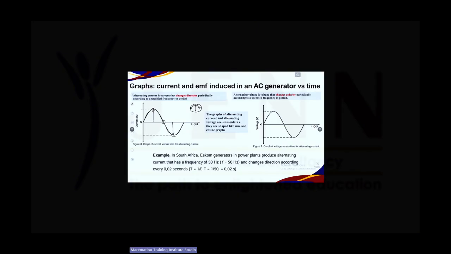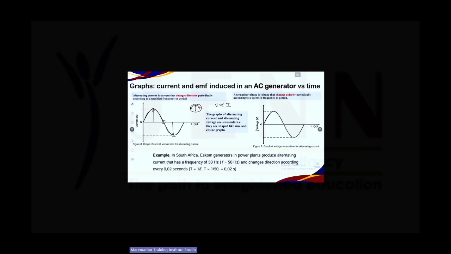Then we have our voltage versus time graph. There you have exactly the same: your voltage moves to a maximum voltage and also a minimum voltage. If we look at the current and the voltage, remember I spoke about Ohm's law earlier. Your V, or potential difference, is directly proportional to your current, and therefore the shape of the graphs also looks the same.